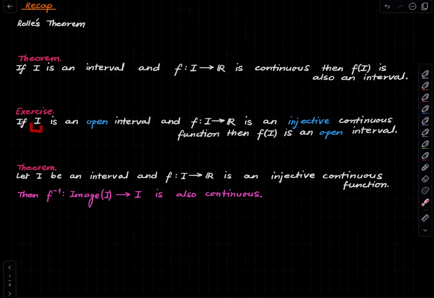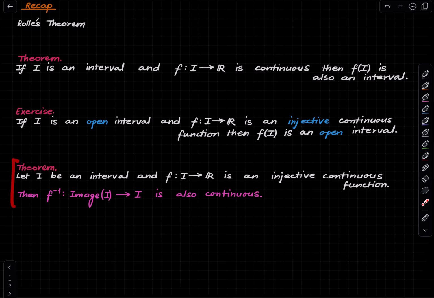What is it? Suppose I is an open interval now, and assume f is an injective continuous function. Then we know this is an interval by the previous thing. We don't even need so much hypothesis. But with this extra hypothesis, we can claim that the image is actually an open interval. The injective continuous image of an open interval is an open interval, is all that I'm saying. So please do this exercise, we will use it.